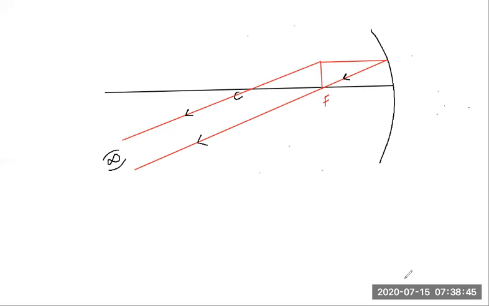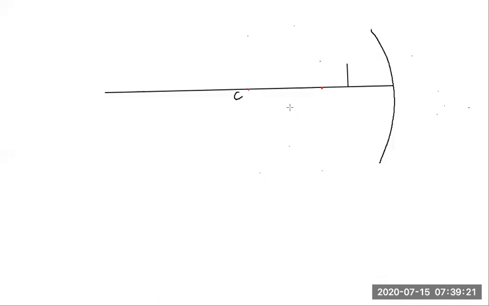Now we will see the last one. Yes, students, now we are going to discuss the last case. Now the object is, students, between principal focus and pole. This is the object I'm going to draw. I cannot draw a line parallel now because it has crossed F. It has crossed F, so I cannot draw a parallel line.